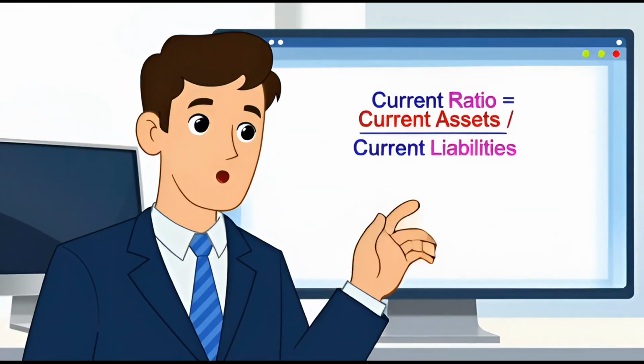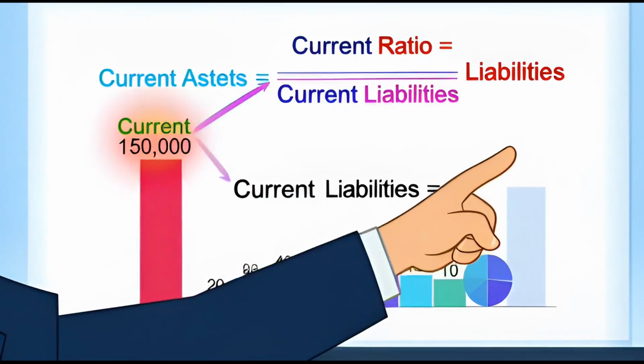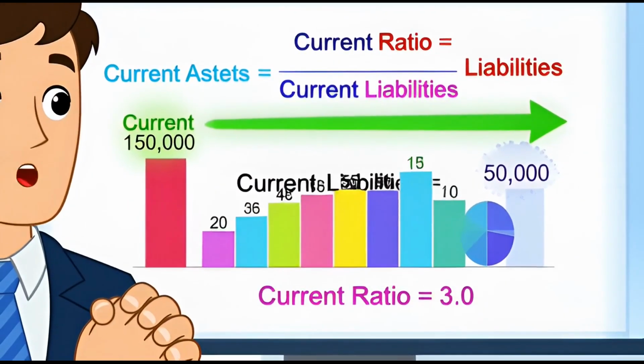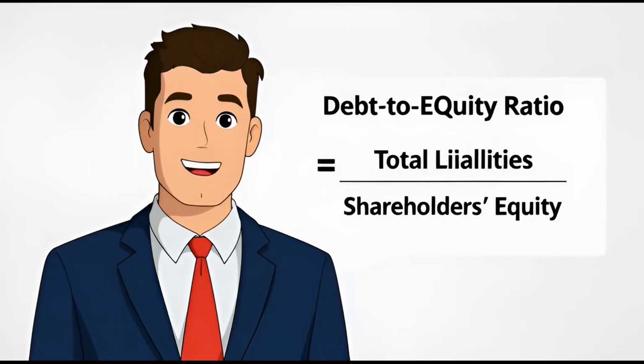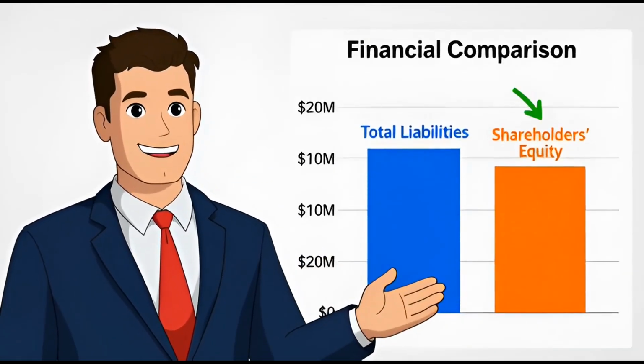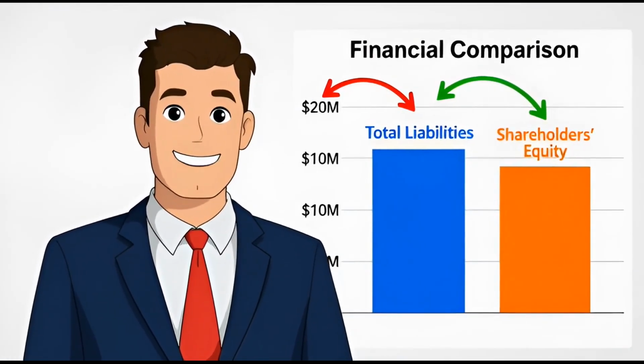The current ratio measures short-term financial strength. It's current assets divided by current liabilities, equals a ratio of 3.0. The debt-to-equity ratio is calculated by dividing total liabilities by shareholder equity, comparing a company's debt to its equity.